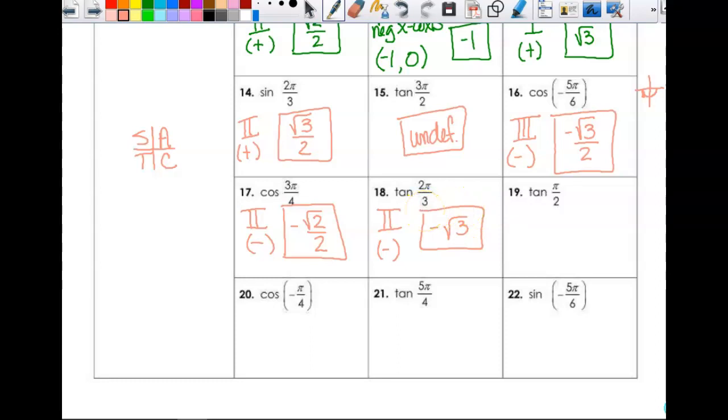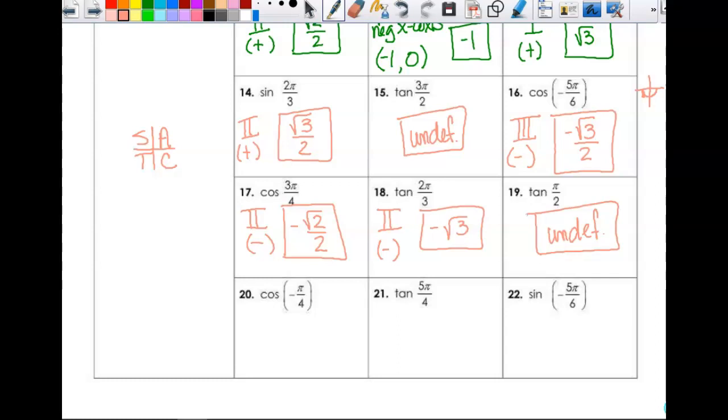Awesome. All right. Tangent of pi halves. V? Uh-huh. Undefined. Very good. So it's a quadrantal positive y-axis, and it's undefined. And I'm going to be lazy, and I'm not going to actually write out the rest.